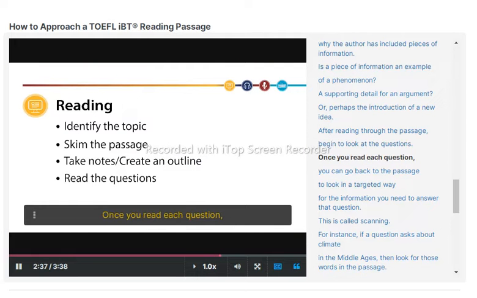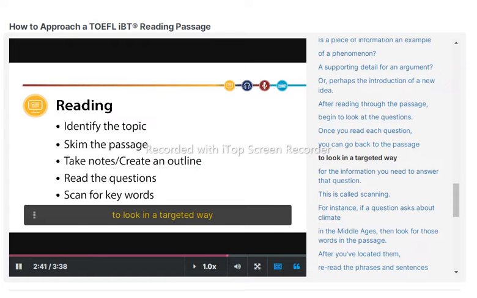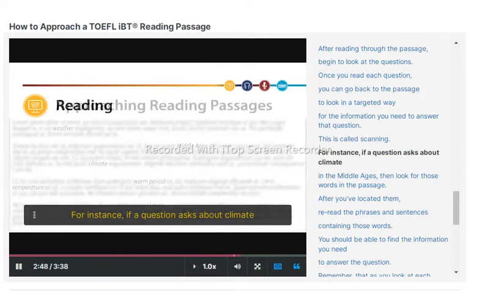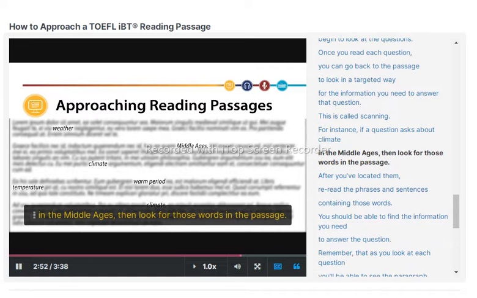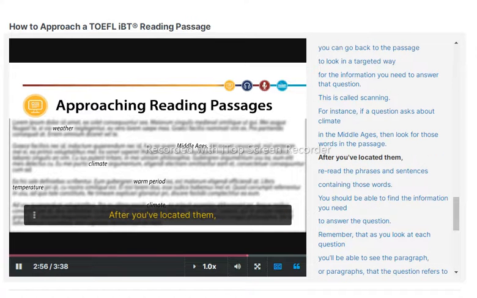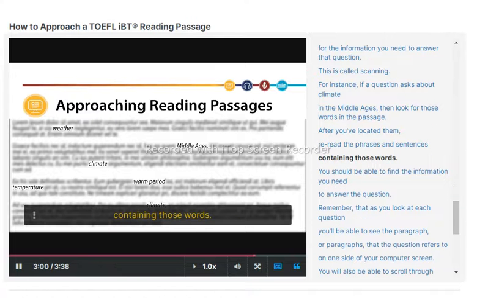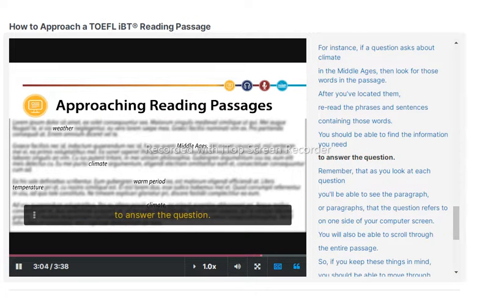After reading through the passage, begin to look at the questions. Once you read each question, you can go back to the passage to look in a targeted way for the information you need to answer that question. This is called scanning. For instance, if a question asks about climate in the Middle Ages, then look for those words in the passage. After you've located them, reread the phrases and sentences containing those words. You should be able to find the information you need to answer the question.